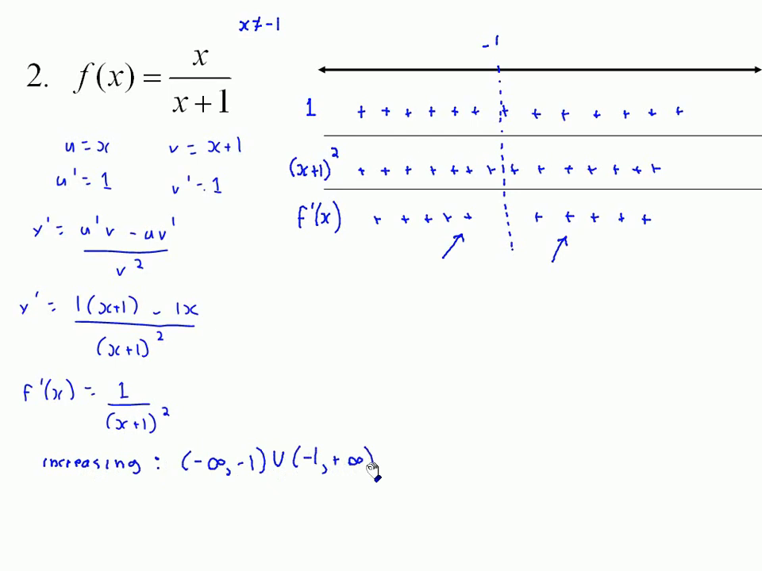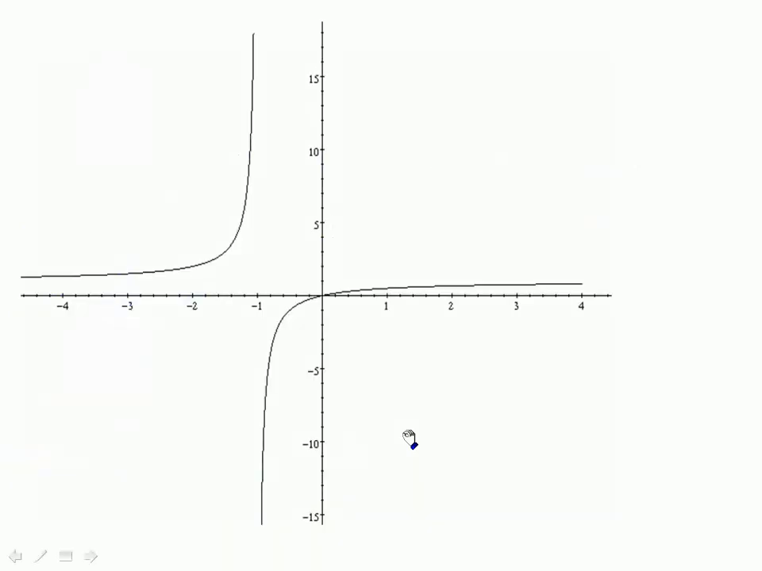So it would be a mistake to say that it's increasing everywhere because of the hole in the graph at -1. And then the graph itself will support this because we end up getting a reciprocal type function like this. So if you graph it yourself, you should get something pretty similar to that.